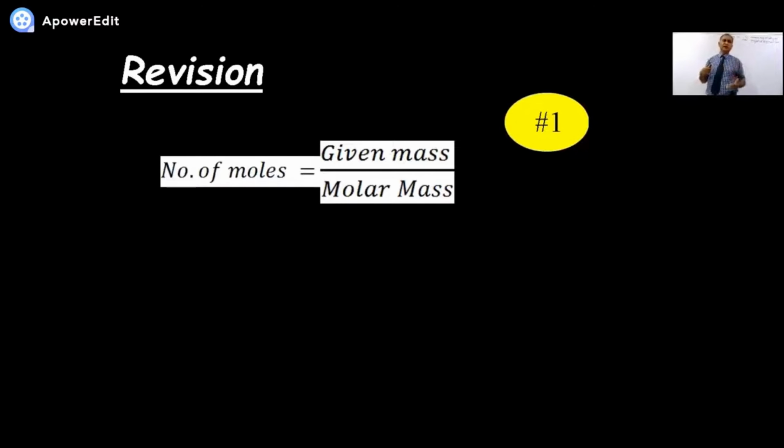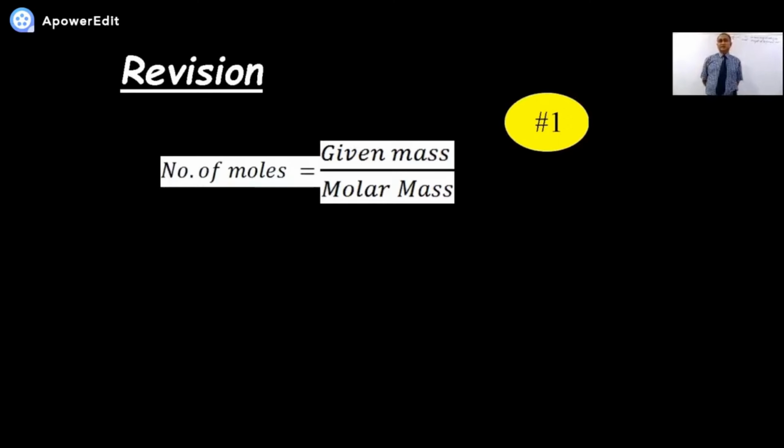So we have a formula over here that you can see on the screen. This is your formula number 1 of your book. Number of moles is equal to given mass upon molar mass. Molar mass means atomic mass or formula mass. Okay, you know that where we can use atomic mass, we can use molecular or formula masses.